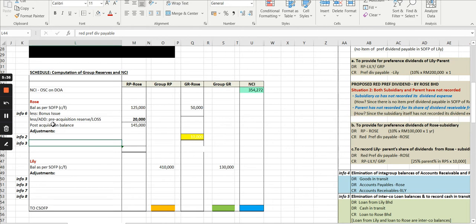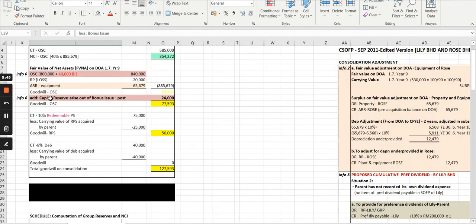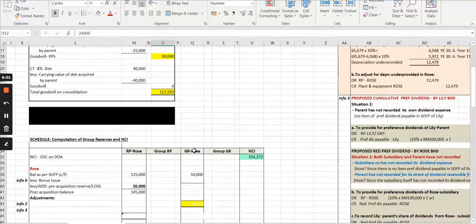Okay, now it is for you to do the rest. For the subsidiary company, you need to adjust for the bonus issue. And the bonus issue was in information number 6 that earlier affected our fair value of net assets. So this 24,000, because you are using your general reserve for the bonus issue that we earlier discussed, you credit the share capital and you debit the general reserve.